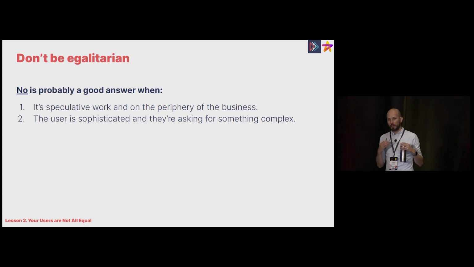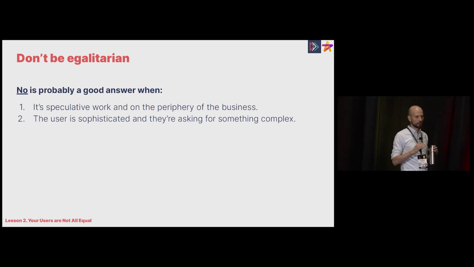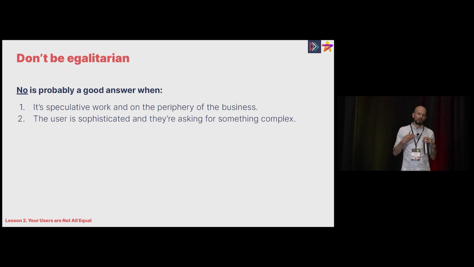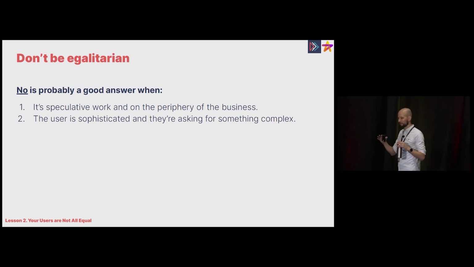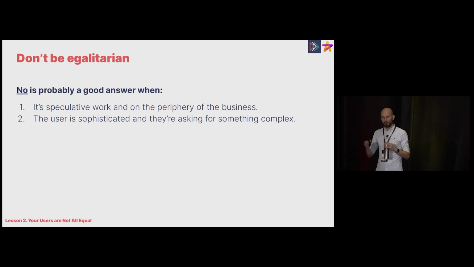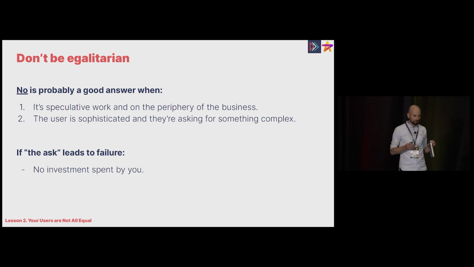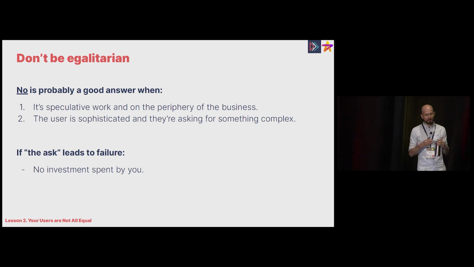And then the other is if you have someone who's sophisticated. What I mean here is that they are a pretty good engineer. So part of the question is, if the request they come to you with, can they build it themselves? If the answer is yes, and in general it's probably something complex, then it's probably a good idea to also say no. Since if they can build it and prove out the value first, then you don't have to do that for them, right? And so if the ask leads to failure, good news, you didn't spend time on it, right?